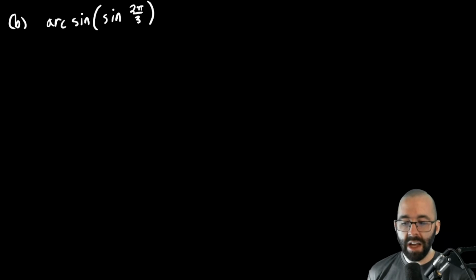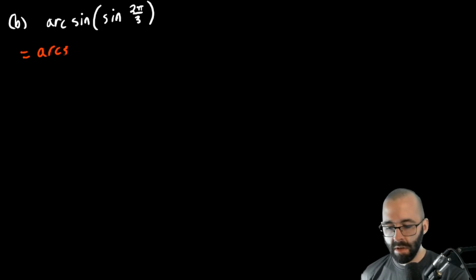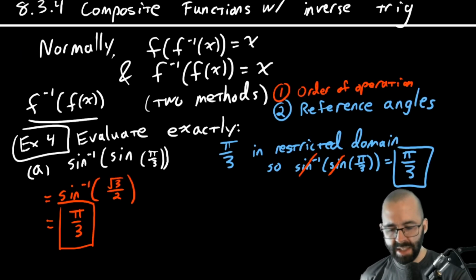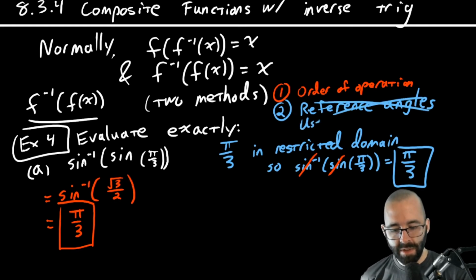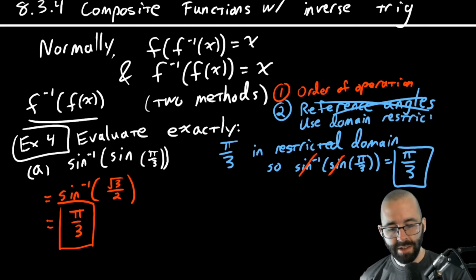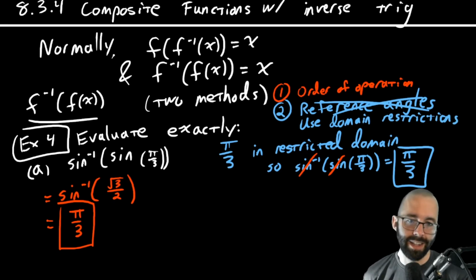Okay, part B is going to be, I have no idea where I am in my notes, arcsine of the sine of 2 pi over 3. So two ways. We can directly evaluate, or we can look at, let's rename this, look at the restricted domain. Use domain restrictions. The name is not important, really, but it's helpful.